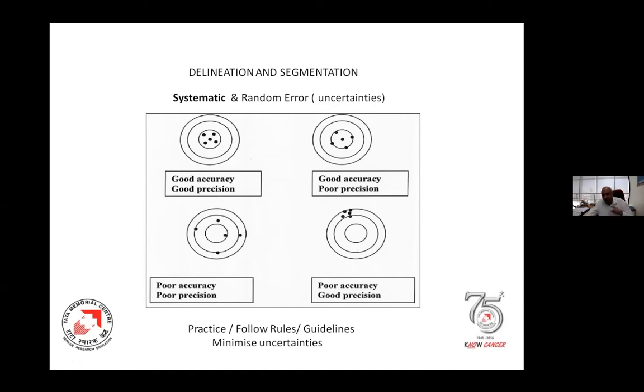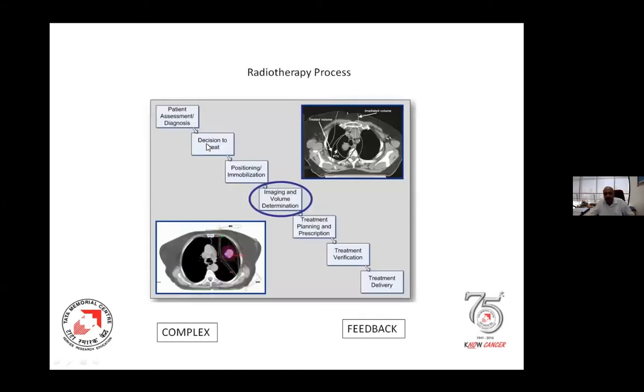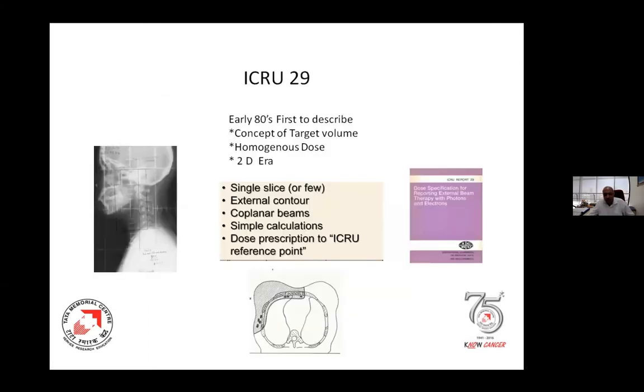So if we practice, if we follow the rules, and if we follow the guidelines, believe me, we can minimize or eliminate these systematic errors and uncertainties. Okay, so that we are almost always reaching good precision as well as good accuracy. So what I'm trying to say is, it's a complex process. A good feedback will lead to good outcomes almost always.